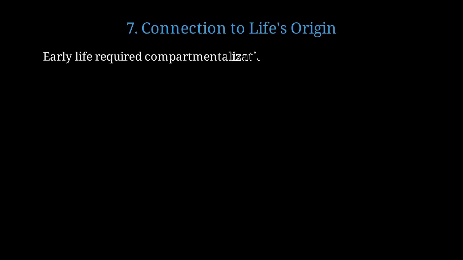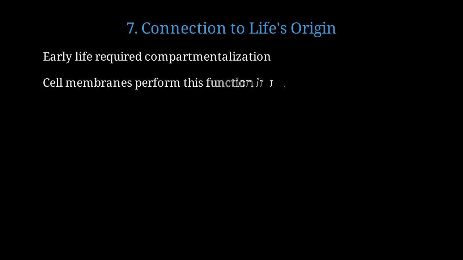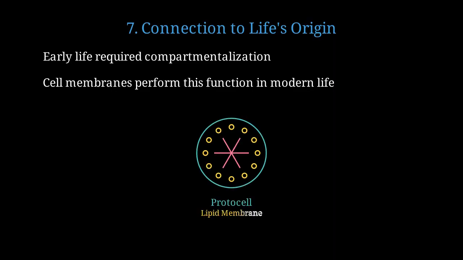Early life required compartmentalization, separating internal chemistry from the external environment. Cell membranes perform this function in all modern life, but how did the first membranes form? Protocells, the precursors to cells, likely had simple lipid membranes surrounding internal chemistry. If these protocells could divide like droplets, they would have a primitive form of reproduction.